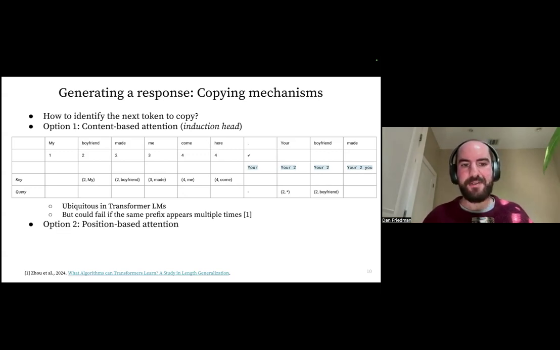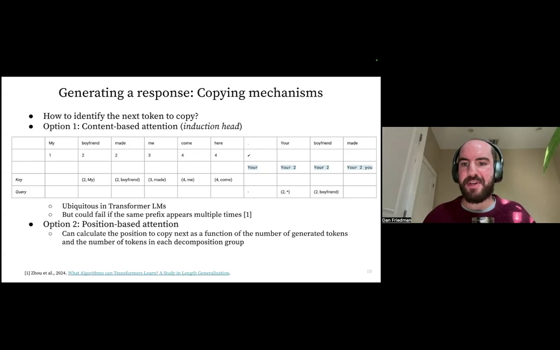And so a second approach, which circumvents this repetition problem, is to keep on doing position arithmetic. Similar to how we're calculating the generation state at each step, we can also do some more arithmetic to figure out the exact position to copy next. So, for example, if we know we've generated two words, "your boyfriend," and we know the size of the different decomposition groups, we can do some addition to figure out that the next thing we need to do is copy the second word of group 2. Additionally, we can figure out what exact position that word appears at, and so just copy by attending to the position embedding rather than the content.